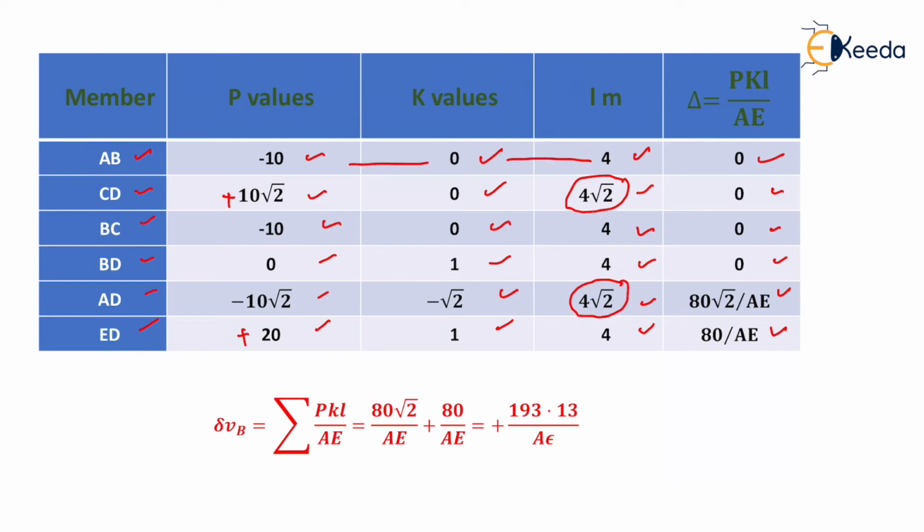Now just add all the pKL upon AE values, and you will be able to determine the vertical deflection of joint B. Now it will be equal to plus 193.13 upon AE. Why is its value coming as plus? Because we had considered the downward deflection of the joint B, and plus sign indicates that the joint B is displaced in the downward direction by a magnitude of 193.13 upon AE. So we had calculated the vertical deflection of joint B in this question. We had completely solved this numerical and determined the vertical deflection of B equal to 193.13 upon AE in the downward direction. That is all about this numerical.